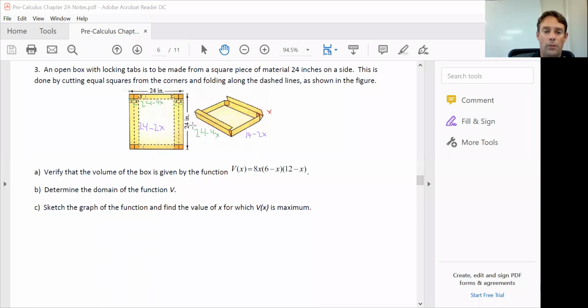Now I noticed something here. That's not the color I want. That's the color I want. I noticed something here. Kind of looks like I could pull a 4 out of that. Kind of looks like I could pull a 2 out of that. So if I pull a 4 out of here, friends, it kind of looks like I end up with 6 minus x.